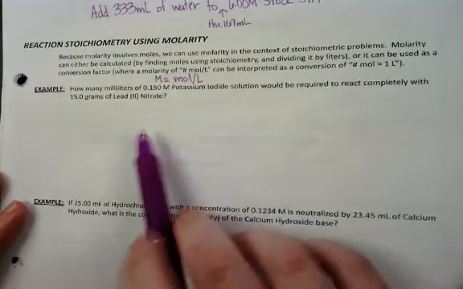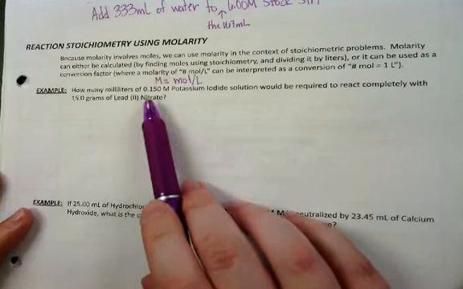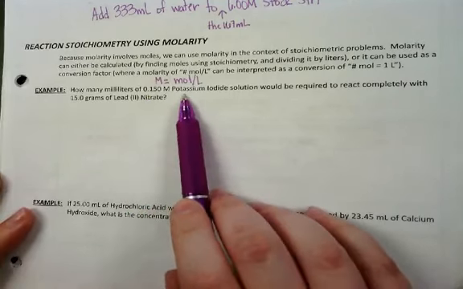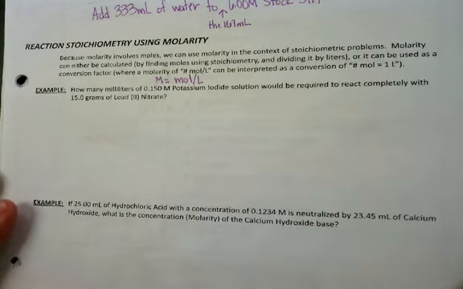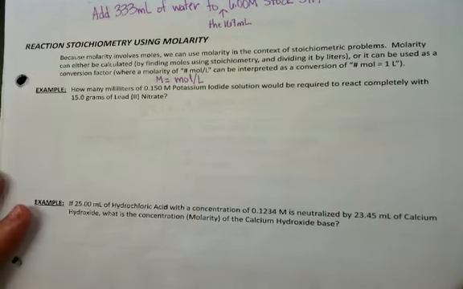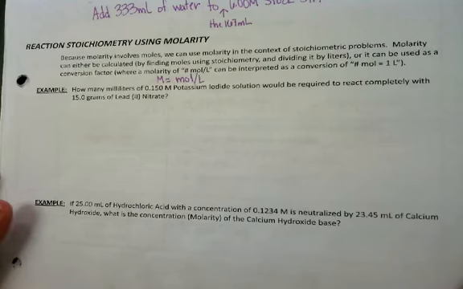So let's do this first example. How many milliliters of a 0.150 molar potassium iodide solution would be required to react completely with 15 grams of lead 2 nitrate? So we're doing a stoich problem. What do we always have to do with stoich? What's the first thing that we should write down?